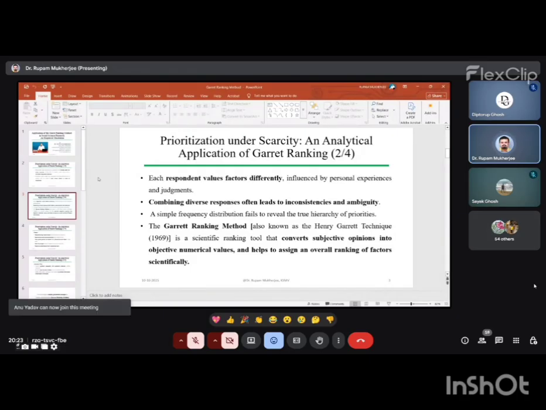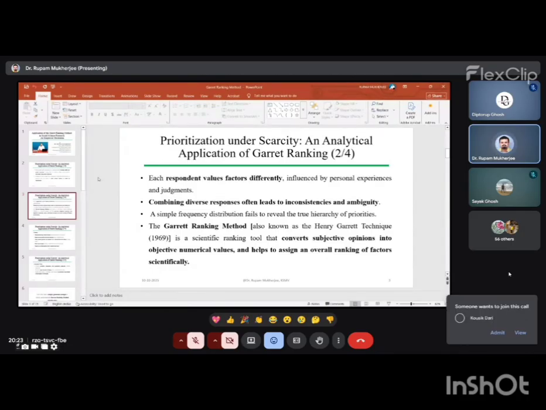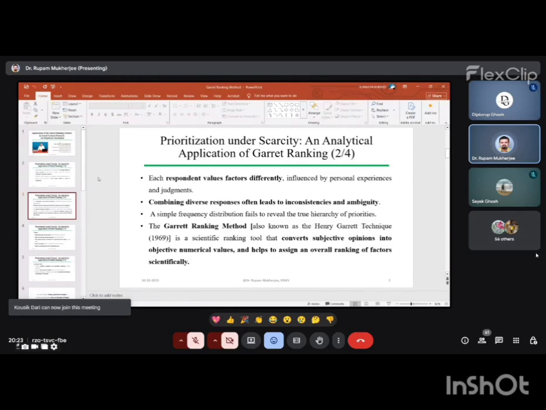So after taking all responses together, we want to find out which factor, after taking into consideration all the responses, comes out to be the most important factor that farmers face. In that case, there is this Garrett ranking method, sometimes we call it the Henry Garrett technique, which was introduced in 1969 by Garrett. This is a scientific tool, and the main purpose of this tool is to convert subjective opinions into objective numerical values. In this way, it helps to assign an overall ranking of the factors in a very scientific and smart way.